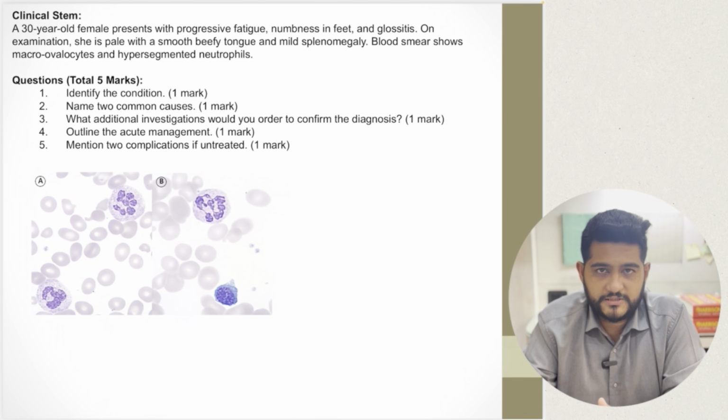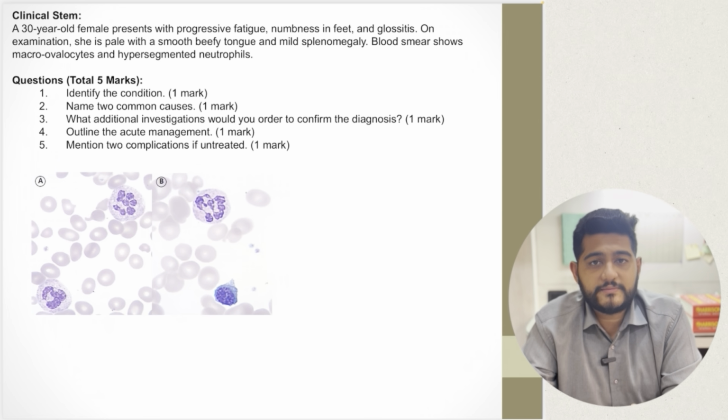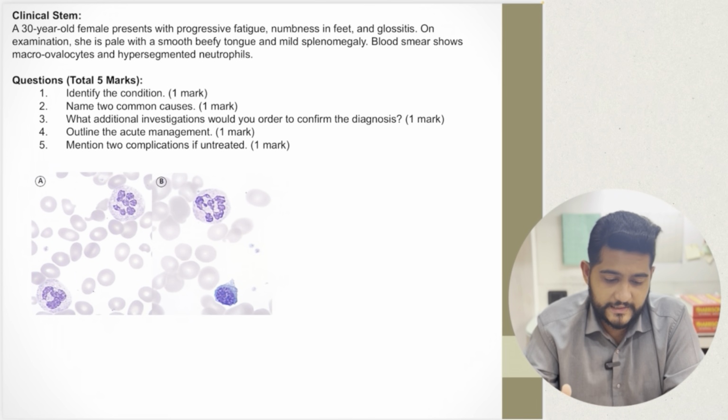So they have already mentioned the PBS findings also, macro-ovalocytes and hypersegmented neutrophils. Sometimes they might not mention it, and you have to identify it yourself. You can clearly see there are big RBCs, which are macro-ovalocytes, and in the neutrophils you can see there are more lobes, at least more than 5 to 6. So it's hypersegmented neutrophils also.